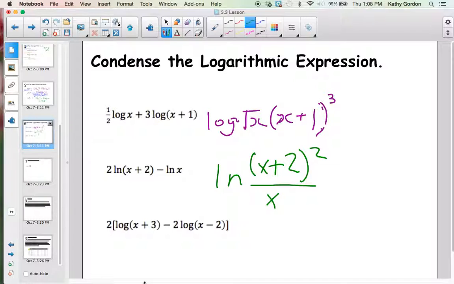Iris, want to get a third one shot? I'm still figuring it out. Give us what you got, and we'll see how close you get. The third one's a little bit tricky. I don't know where this 2 is supposed to go on the outside. Okay, so write what you got.